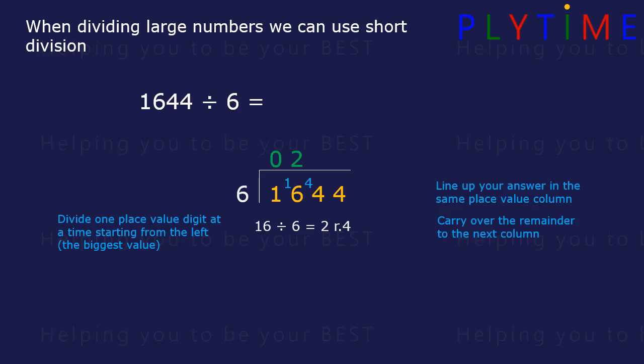Then 44 divided by 6 equals 7. 6 7s are 42, with a remainder of 2. Then 24 divided by 6 equals 4. So our answer equals 274.